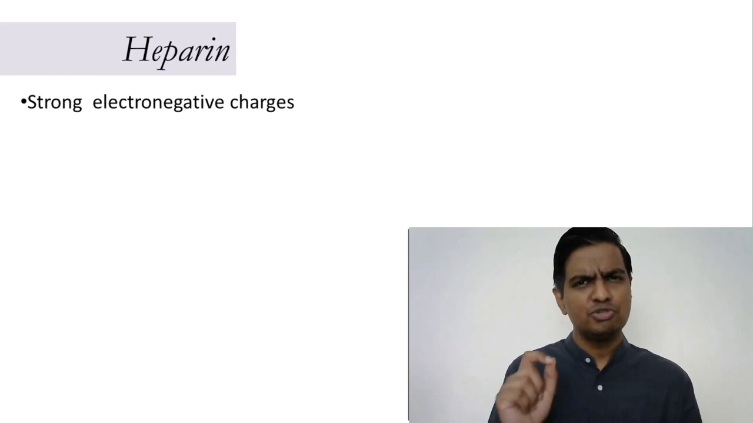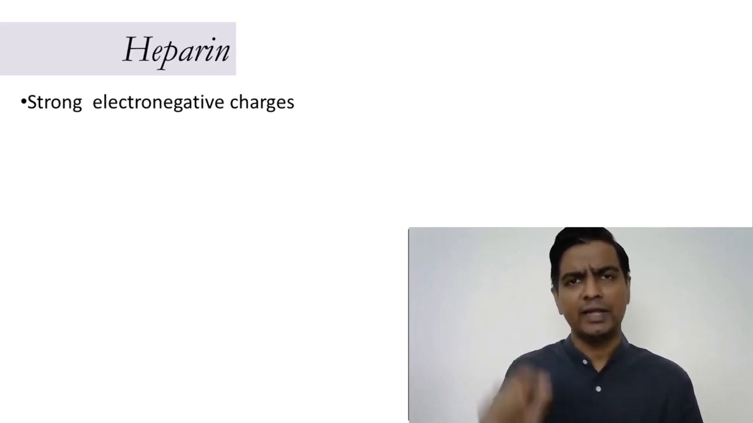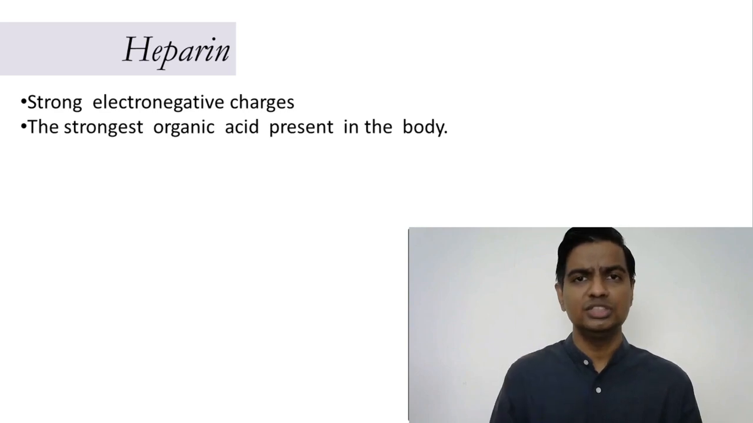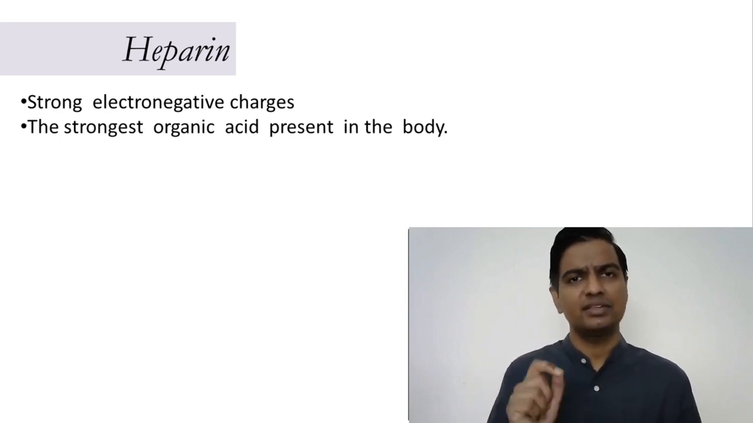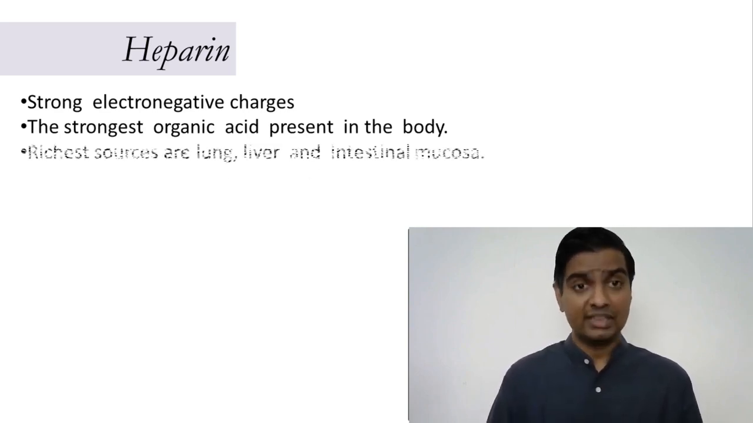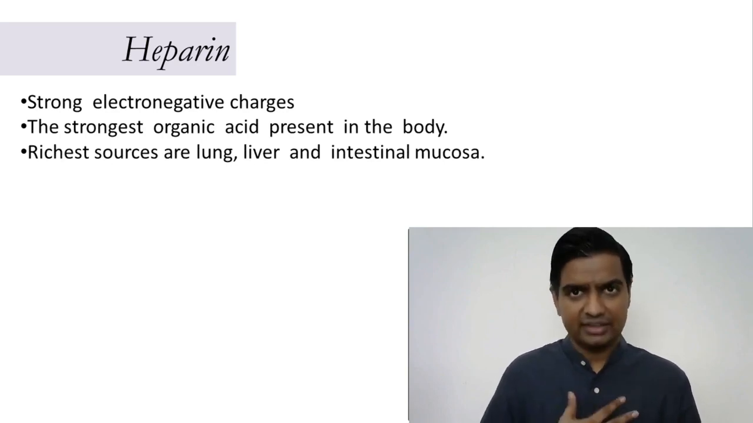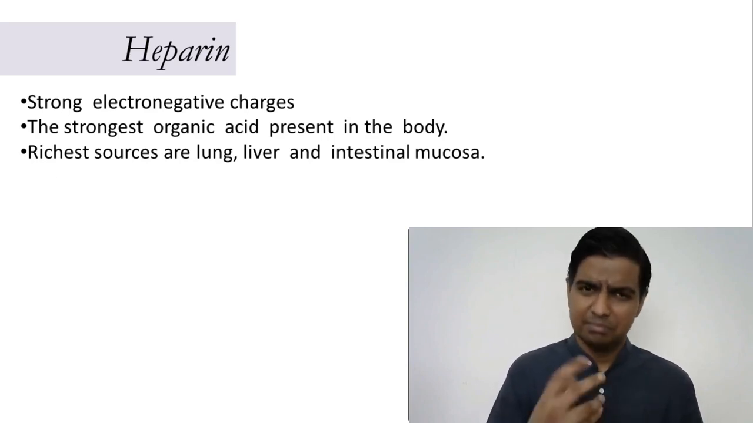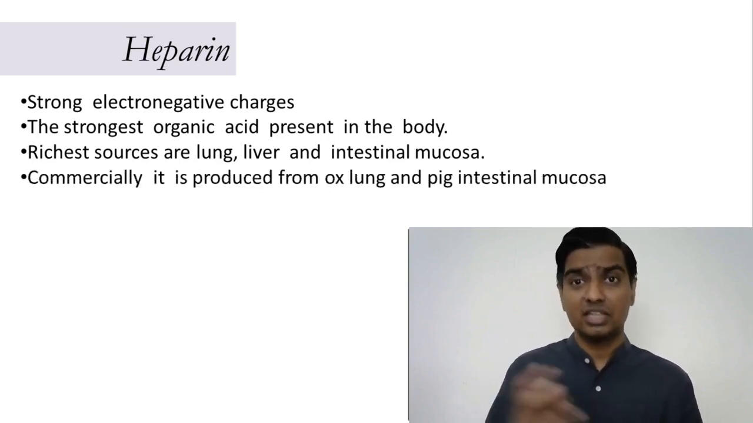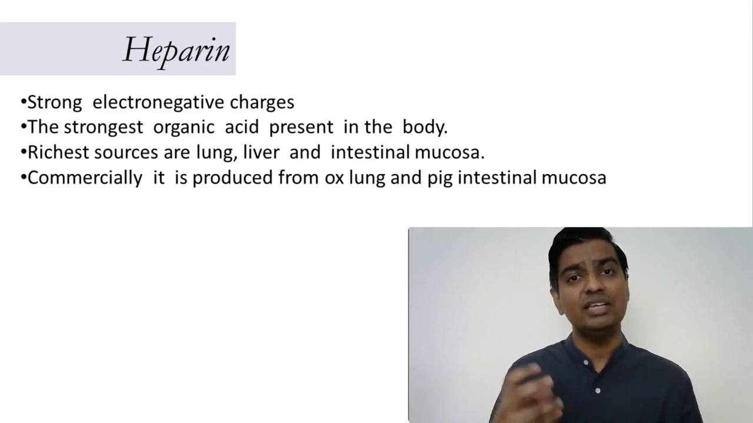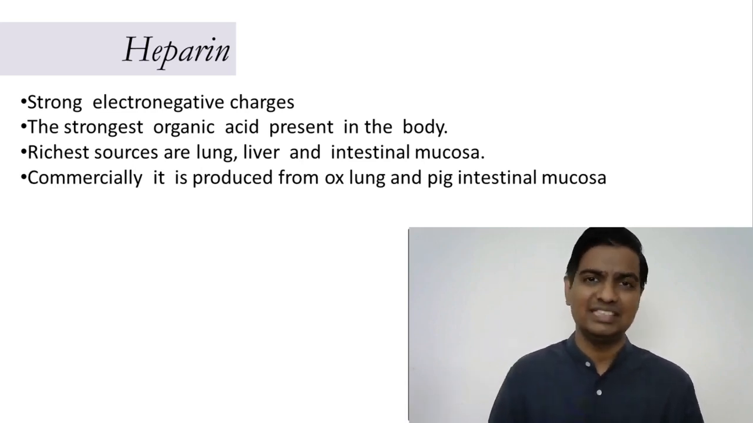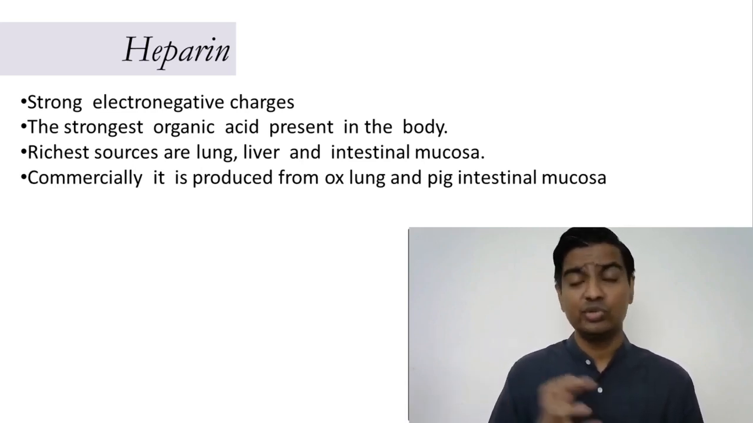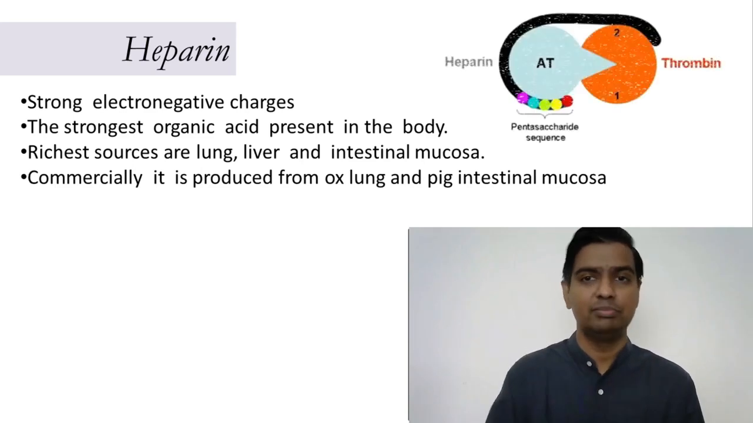Heparin has strong electronegative charges. It is the strongest organic acid present in the body. It's made by a lot of cells inside our body. It's made by cells present in our lungs, liver, intestinal mucosa. Mast cells make them, basophils make them. But the commercial ones that we get are from either ox lung or pig's intestine. Those are the good sources for commercial preparation.